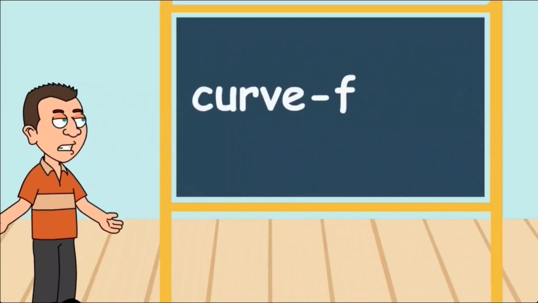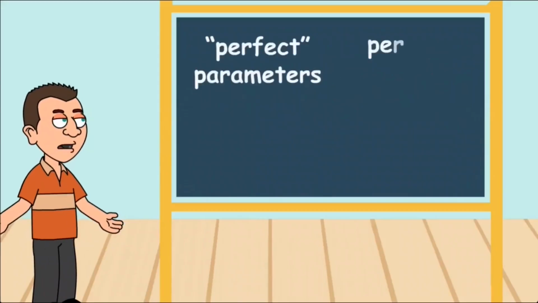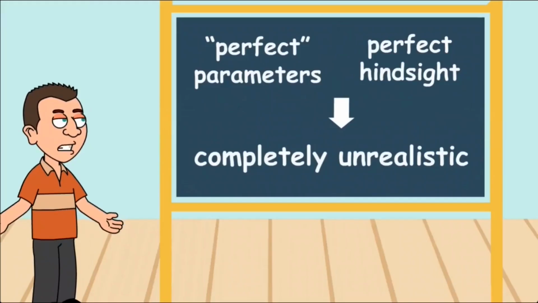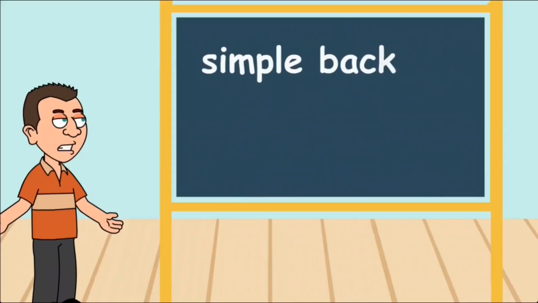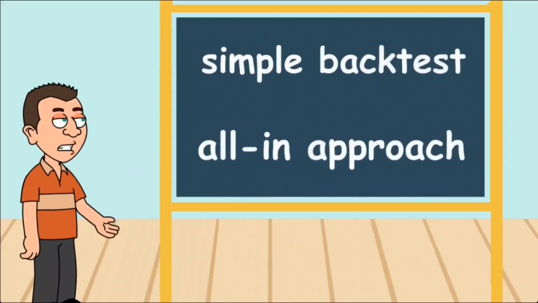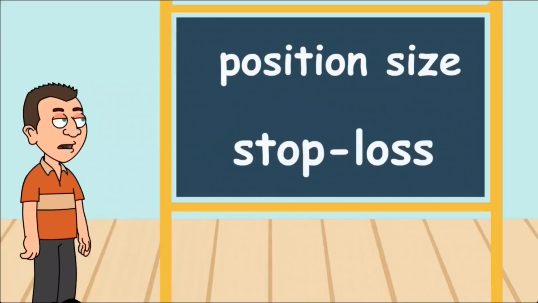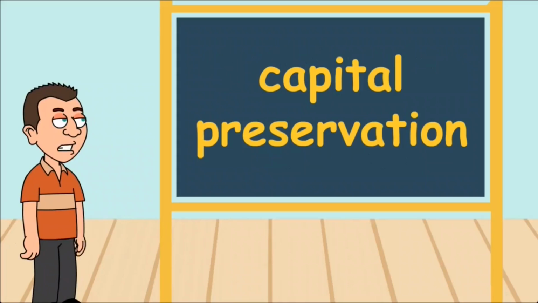This is a cardinal sin in quantitative finance called curve fitting. The perfect parameters were tailored with perfect hindsight, making the results completely unrealistic. Unrealistic risk management. The original backtest was simplistic, likely using an all-in approach. Our framework enforces disciplined position sizing and stop losses, which prioritizes capital preservation over chasing lottery ticket returns.